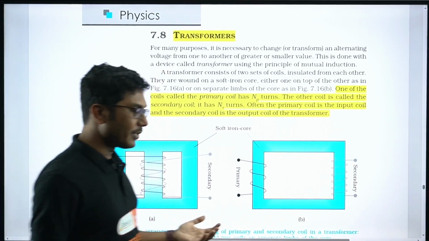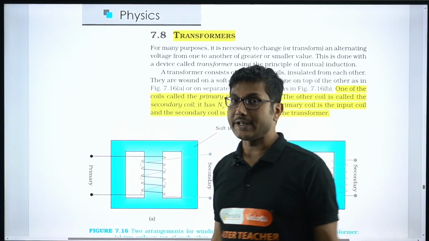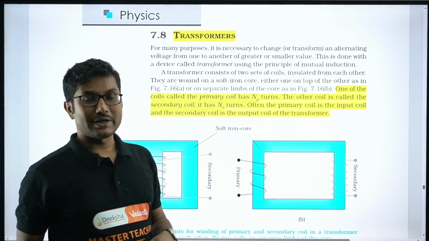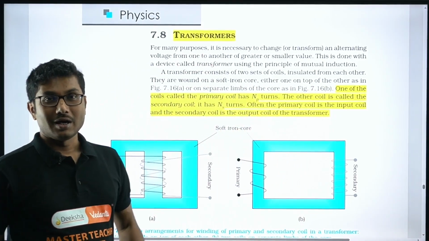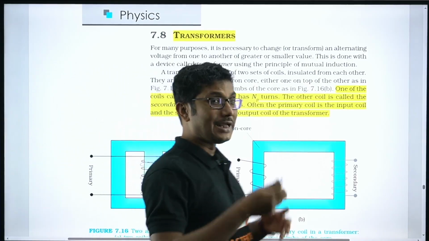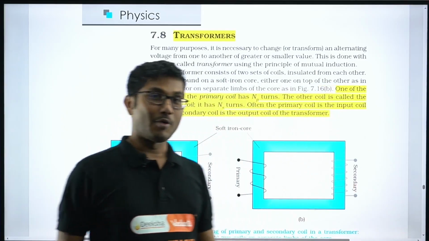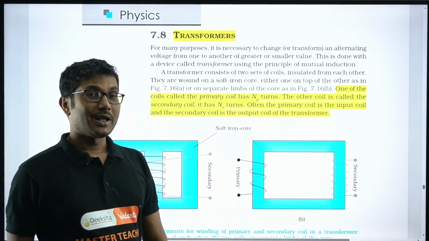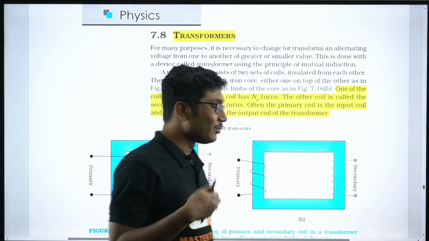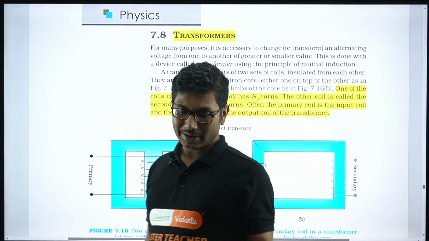Transformer is a very common device. You may have seen it outside your home or outside your society. It's like a post with a big box kind of structure. If you have seen the backside of an old generation television, it's covered in a box. That is called a transformer. Sometimes we say the transformer is blown out, the transformer is burnt, so the transformer needs replacement.